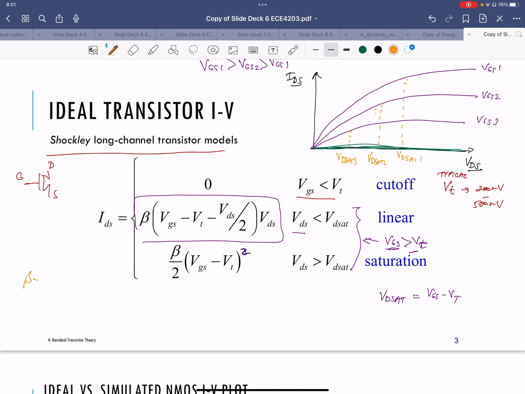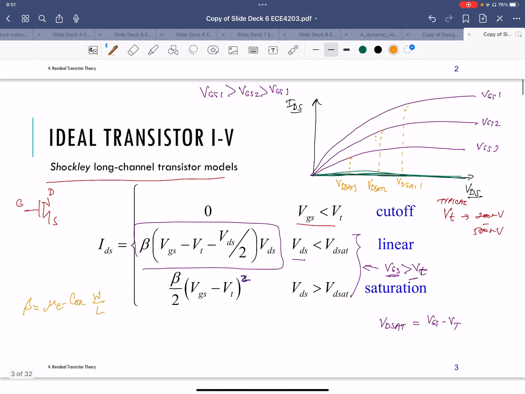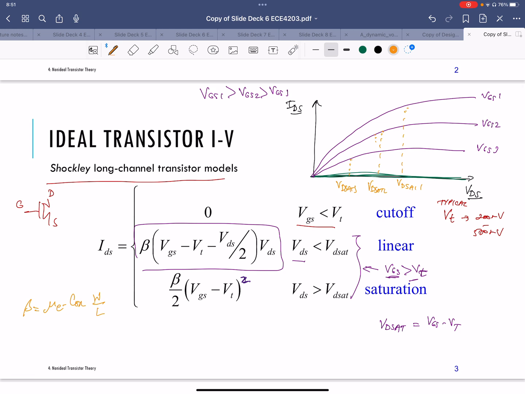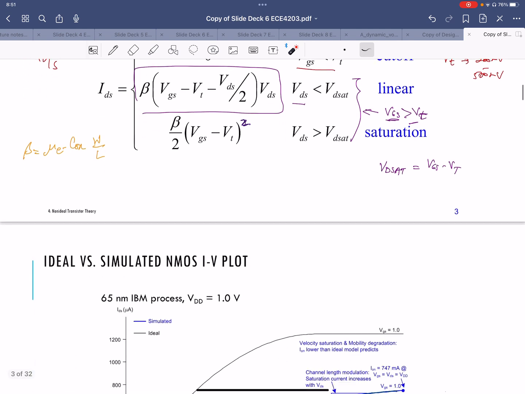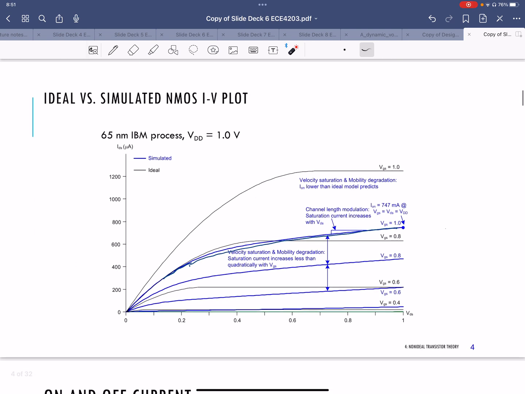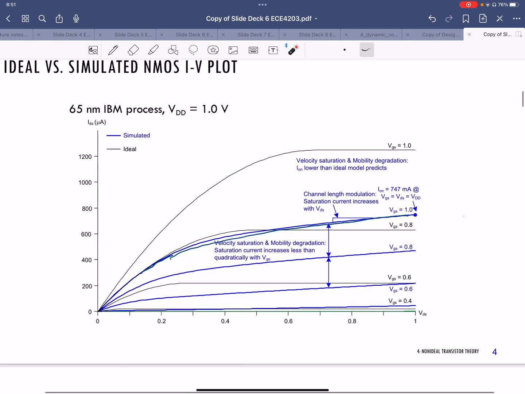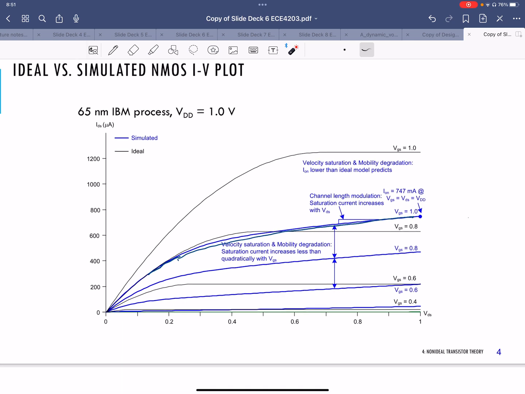Beta is the mobility, in this case the mobility of electrons for an NMOS, times the oxide capacitance, times the width over the length of the device. So that's the ideal Shockley model, or the level one model, probably the model you're most familiar with from what you learned. But when you make shorter channel devices, you end up having some major differences between that curve and what you actually get.